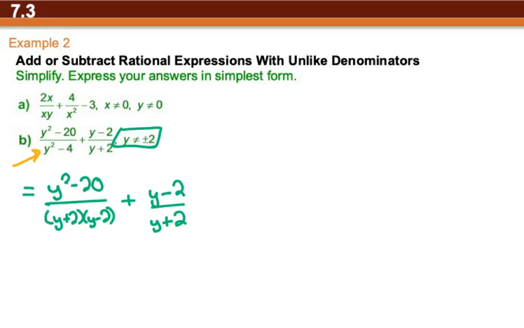Now that we've factored out, we need to create the common denominator, which will be slightly more complex than example A, but the same process. We need to ensure that we have every single factor present. So if we look, we have y plus 2 appearing in both, so we will need y plus 2 as a part of the common denominator. We have y minus 2 appearing here, so we will need y minus 2 as a part of the common denominator. We have nothing else unaccounted for, so this will be a common denominator.